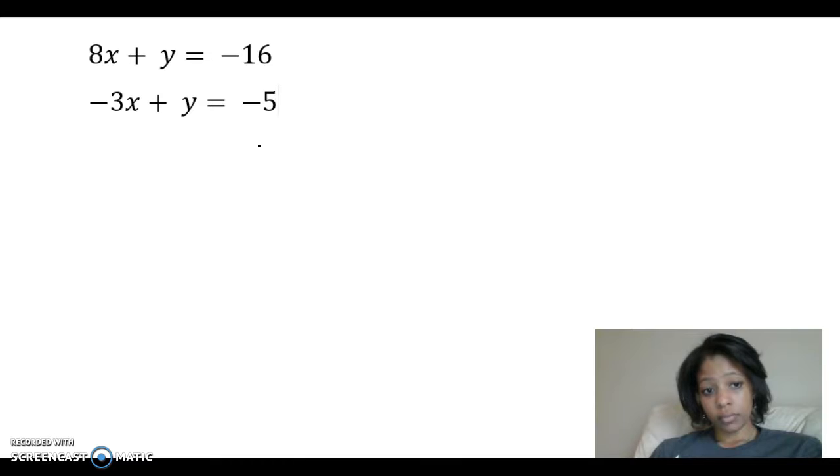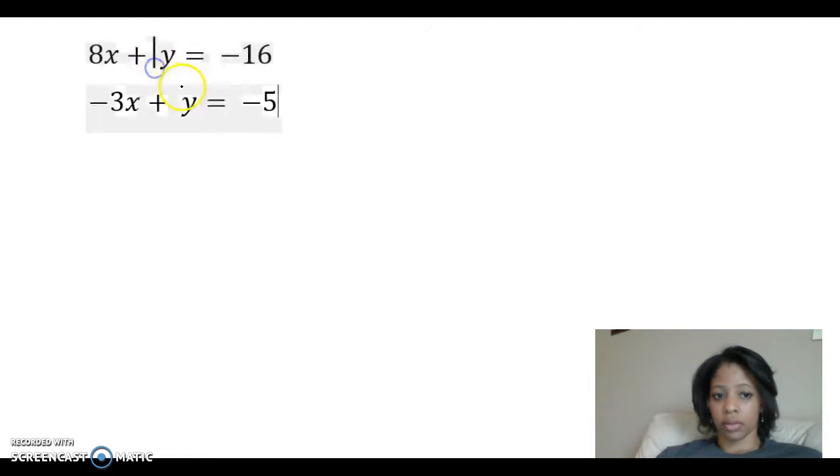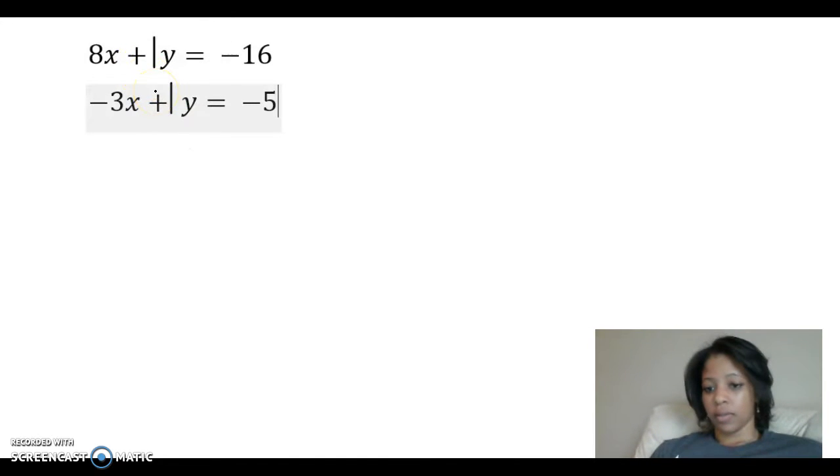Then look to see if you have any set of variables, same variable with same coefficient, different signs. These don't have the same coefficient, so they're not going to eliminate. These do have the same coefficient. So whenever we don't have a coefficient, it's like there's an invisible 1 there. Okay? They have the same coefficient, but they don't have different signs. So what do we need to do to give them different signs?